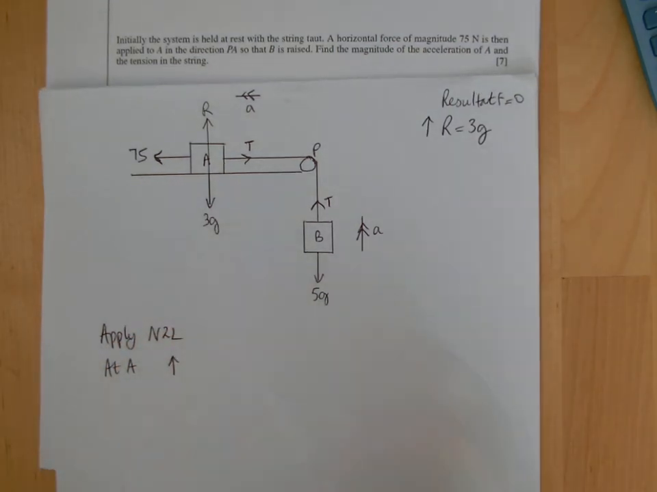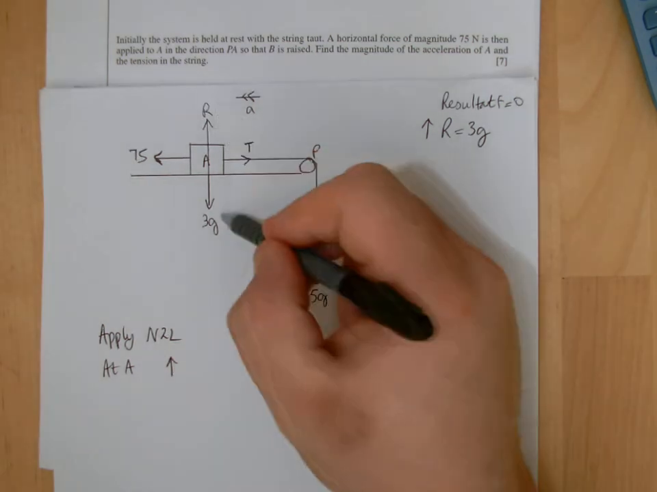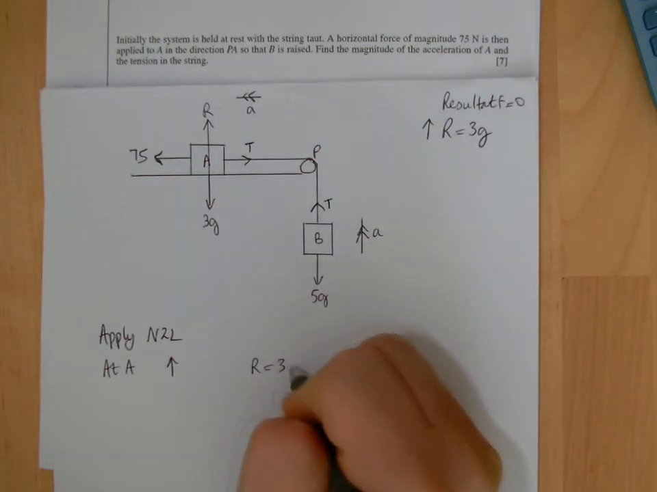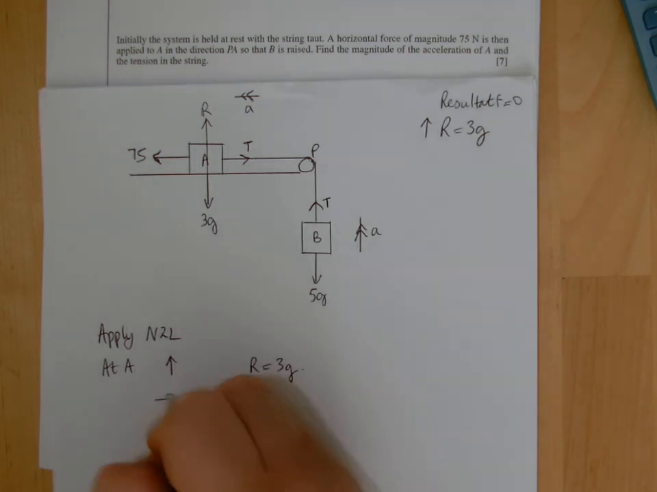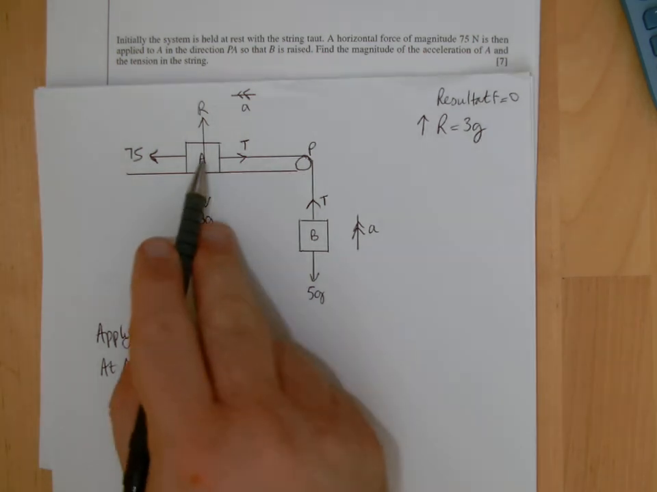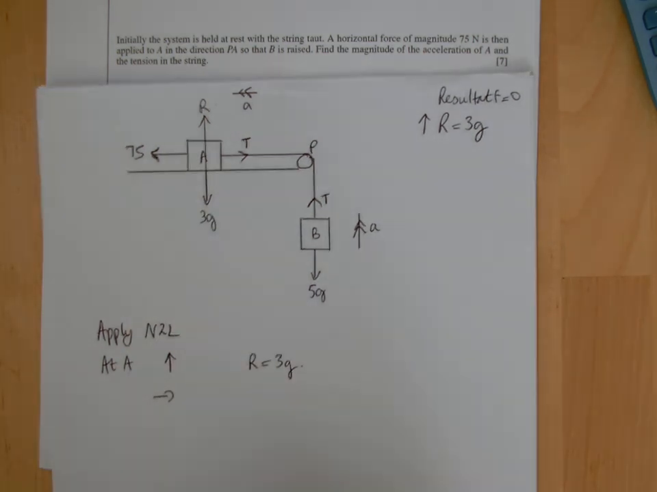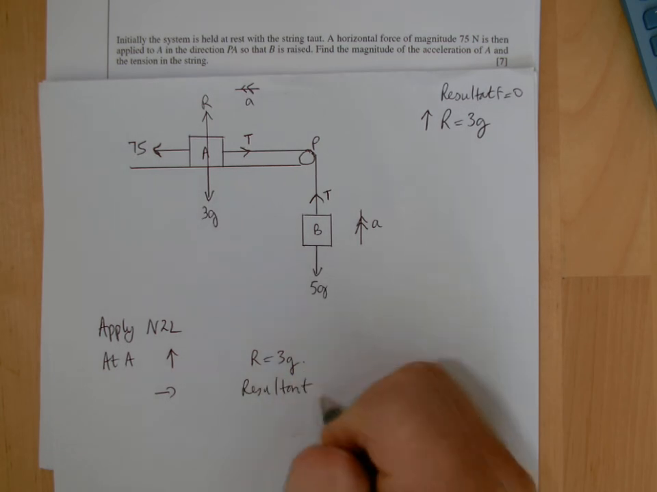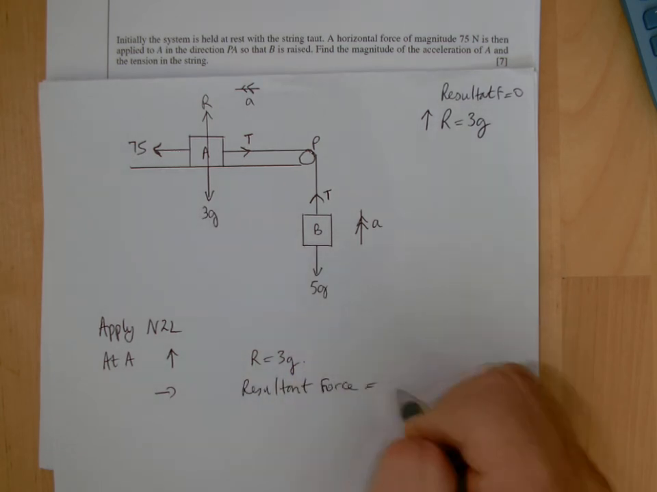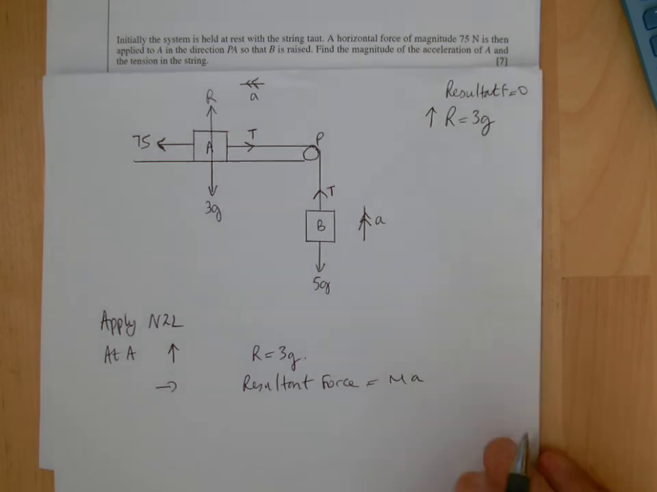Vertically, we've already established that R is equal to 3g, because the resultant force is 0. Horizontally at A, so when I say at A, I'm on about object A, if we apply Newton's second law there, the resultant force is not equal to 0. The resultant force is equal to mass times acceleration. That's Newton's second law.